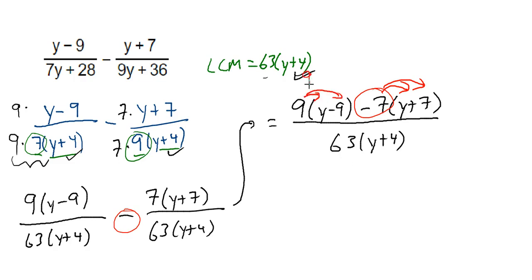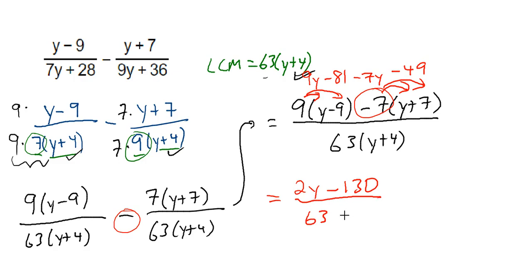We'll get 9y minus 81 when I distribute the 9. Here we're going to get minus 7y minus 49 is what we should get. Combine like terms, and we end up with 2y, and I don't have my calculator with me. This will be 50 and 80, which is 130, so it'll be minus 130, really big number, over, which is kind of a good sign, over 63 times (y plus 4).